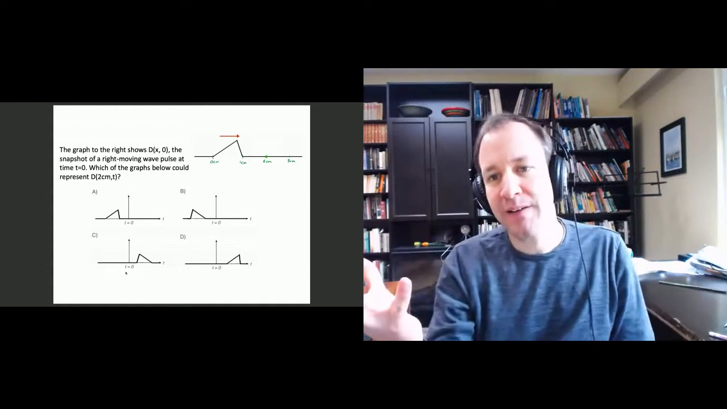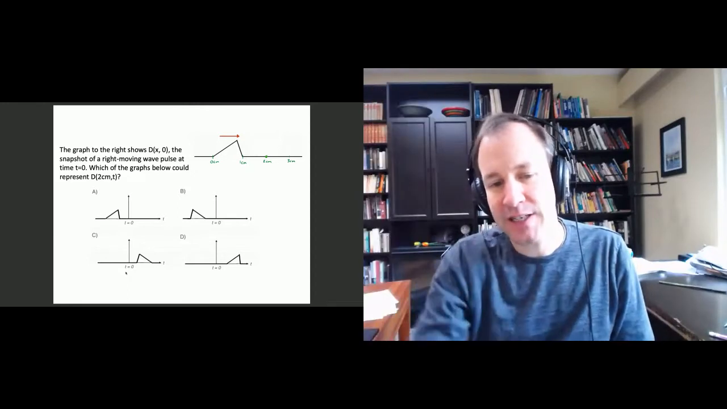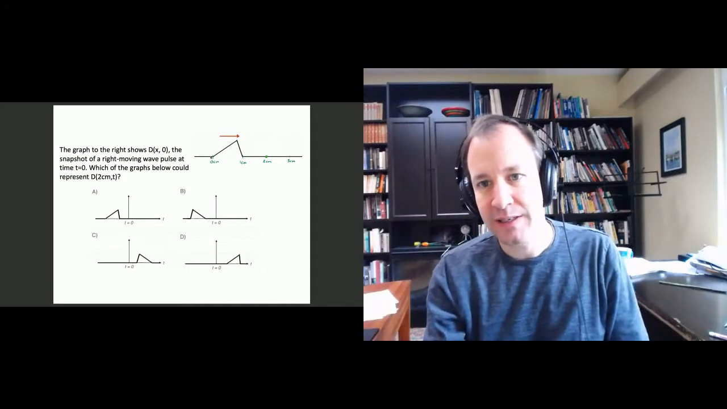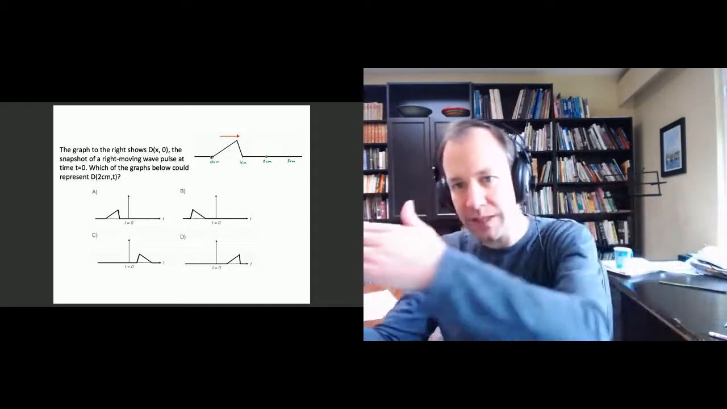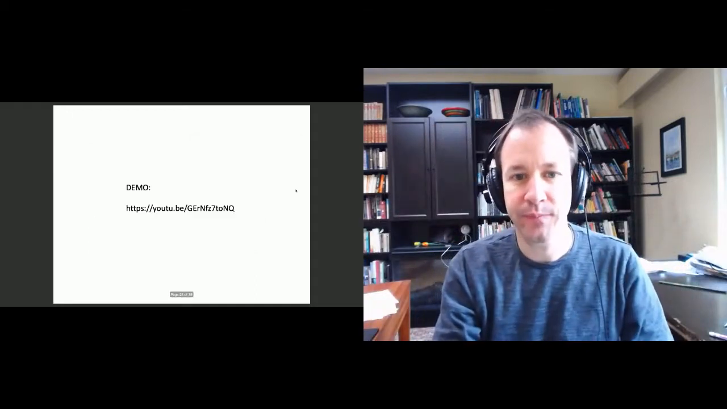The shape of this history graph is actually kind of reversed from the shape of the snapshot graph. And that's because the wave is moving from left to the right. Let me show you that in the simulation.